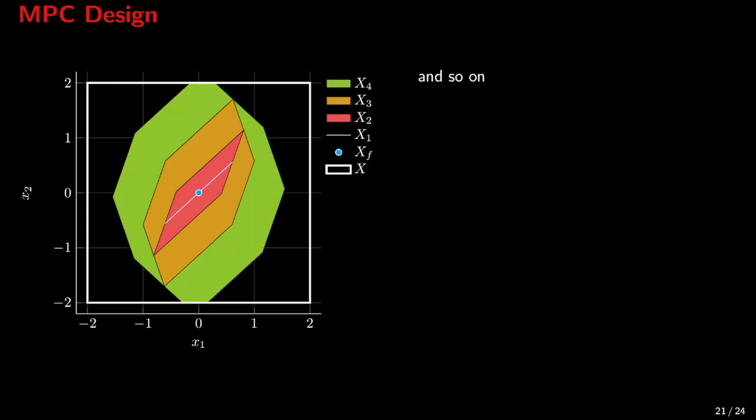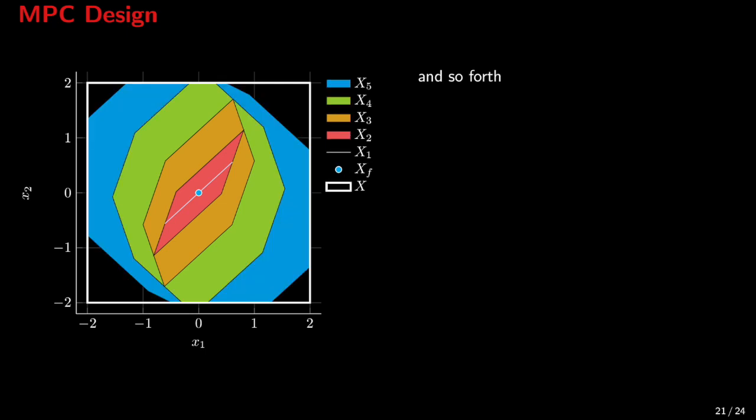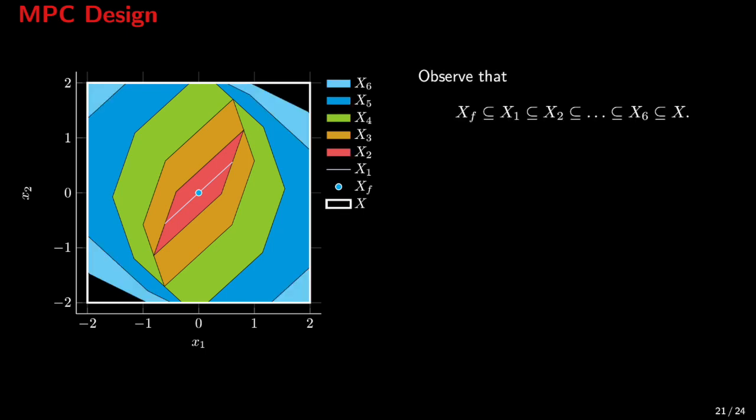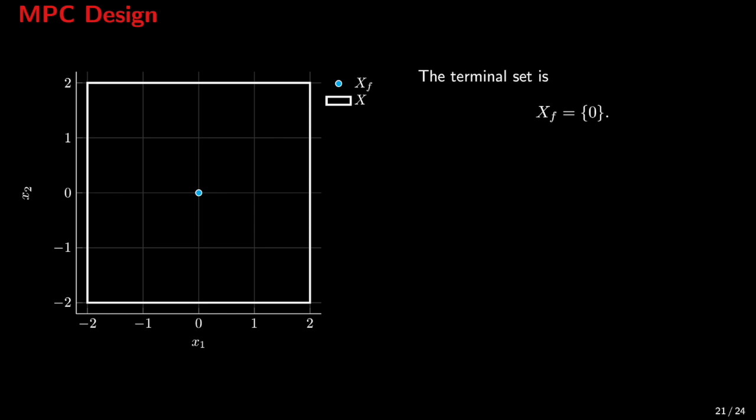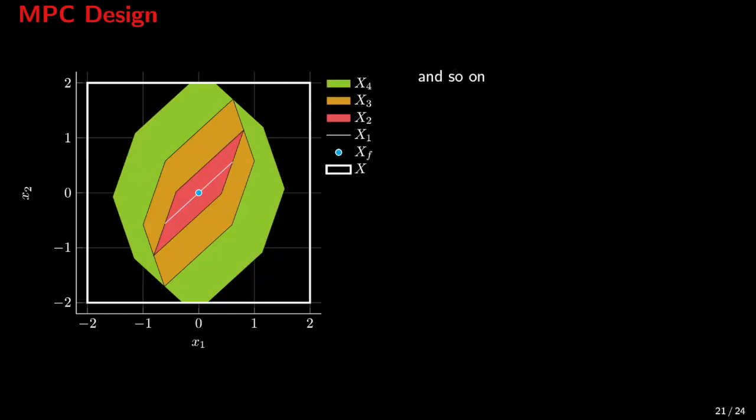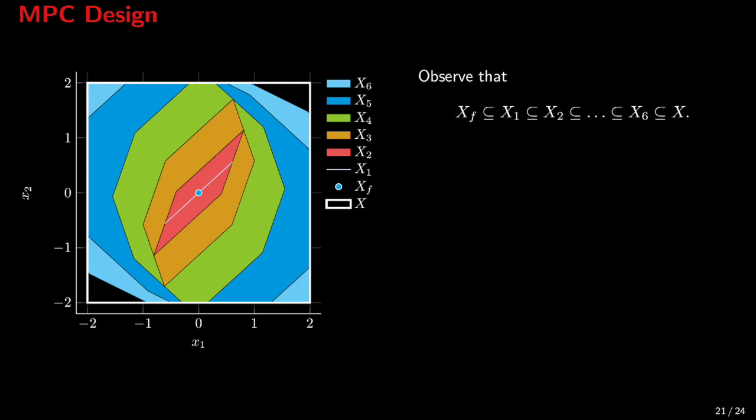And the same way we define x4, which you see is a bigger set. We define x5, which is the set of all states that can, you have 5 whole time instants to reach your destination, which is xf. And we define x6 and so on. And you see that xf is a very small set. x1 is a larger set that contains xf. x2 is larger, and x3 is larger, and so on and so forth. And needless to say, all these sets x1, x2, x3, and so on are contained inside the big bounding box.